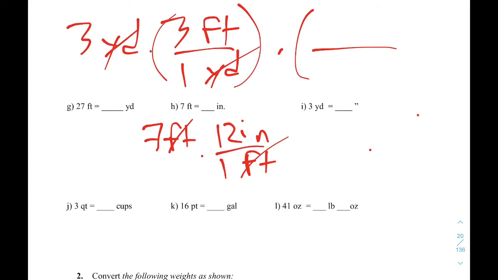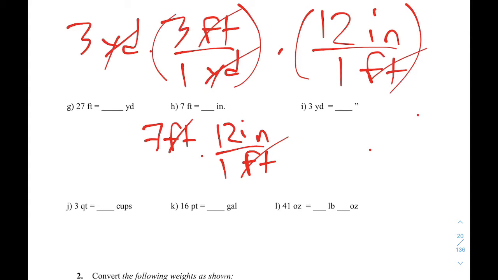And if I want to make another conversion, I can just do another one right in line. So yards and yards have canceled out. And now feet and feet need to cancel out, so we can go to inches. So 1 foot is still 12 inches. And here we would do 3 times 3 over 1 times 12 over 1. Feet and feet cancel. Yard and yard have already canceled. This is 3 times 3 times 12, which is 9 times 12, which is again 108.